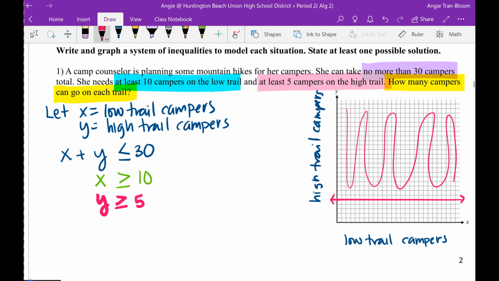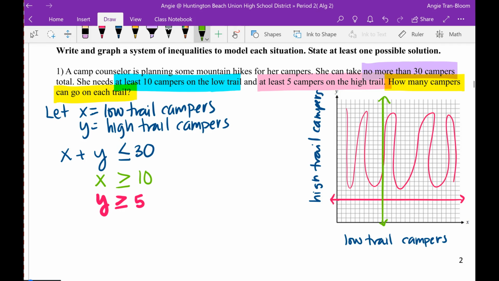Let's graph the green one. How do you wish to graph the green one, Hunter? X is greater than or equal to 10. Make it straight. So let's count 10 boxes. Here we go. 2, 4, 6, 8, 10. Here's my 10. Make a nice straight line.